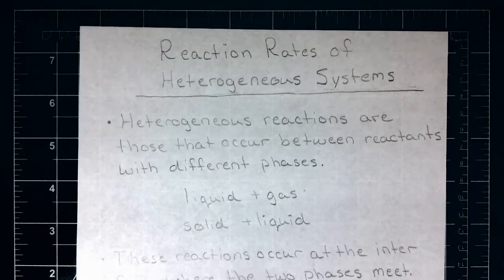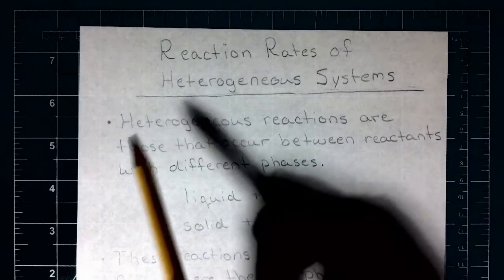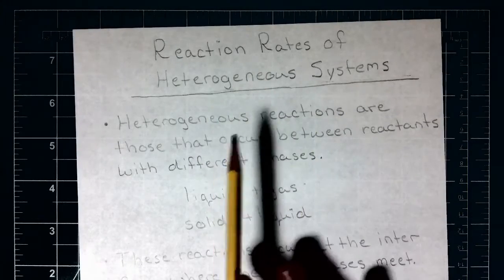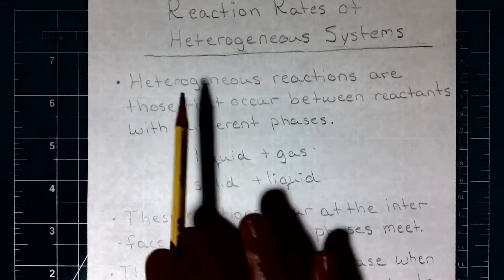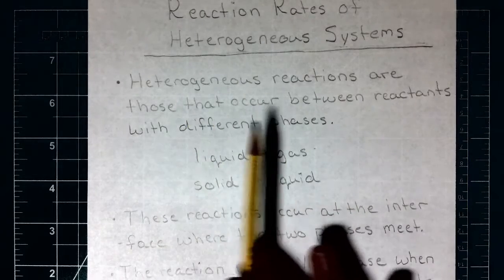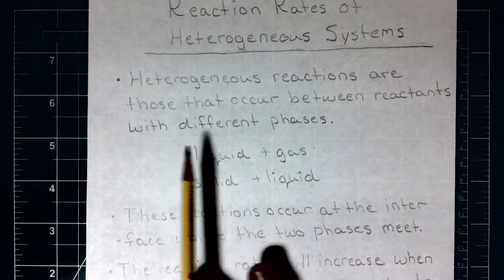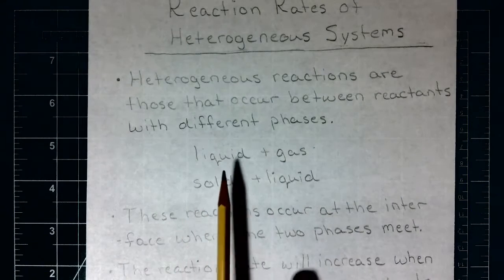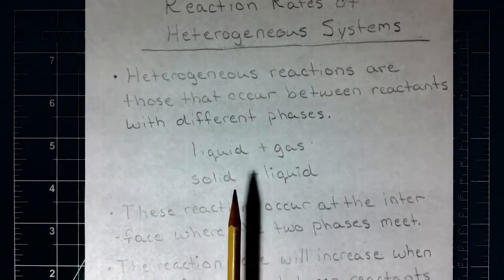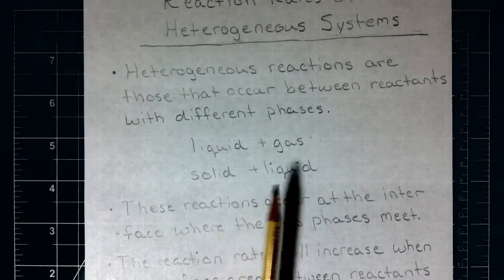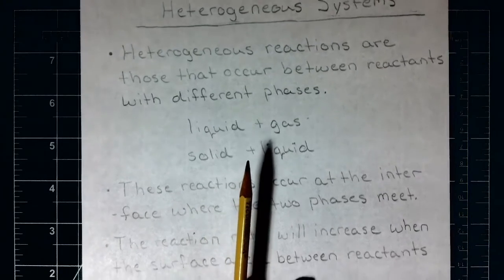Hello everybody. This is going to be a quick video to discuss the reaction rates of heterogeneous systems. Heterogeneous reactions are those that occur between reactants with different phases. So something that's, say, a liquid and a gas reacting, or a solid and a liquid reacting. The reactants have different phases.